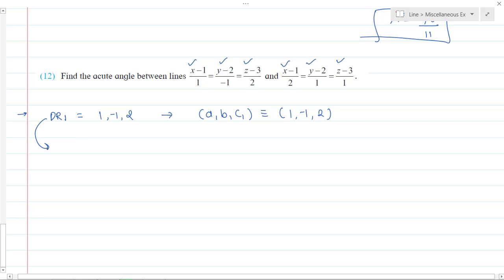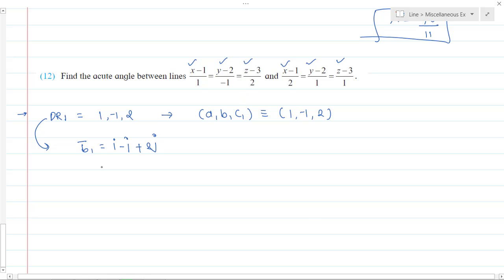So can you find out the vector which is parallel to this line? Yes, if these are the direction ratios, then the vector b1 bar is equal to i minus j plus 2k. This becomes parallel to the first line.